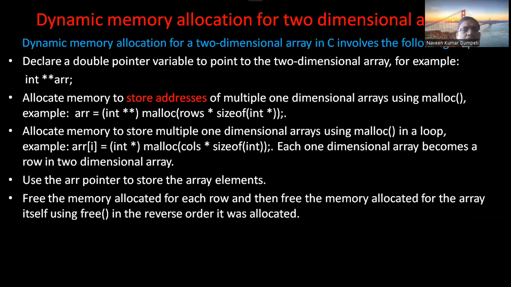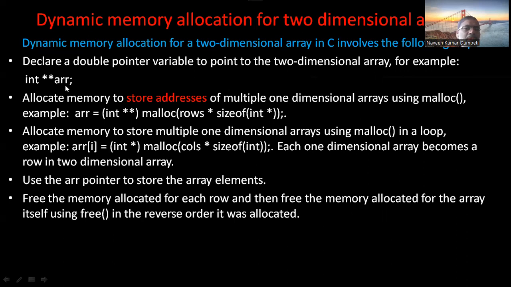And we had discussed how malloc can be used, how calloc can be used, and also realloc and free in the previous topic. And here we will look at how dynamic memory allocation can be done for a two-dimensional array. Previously we had seen it for a one-dimensional array, and in today's class we look at memory allocation for a two-dimensional array.